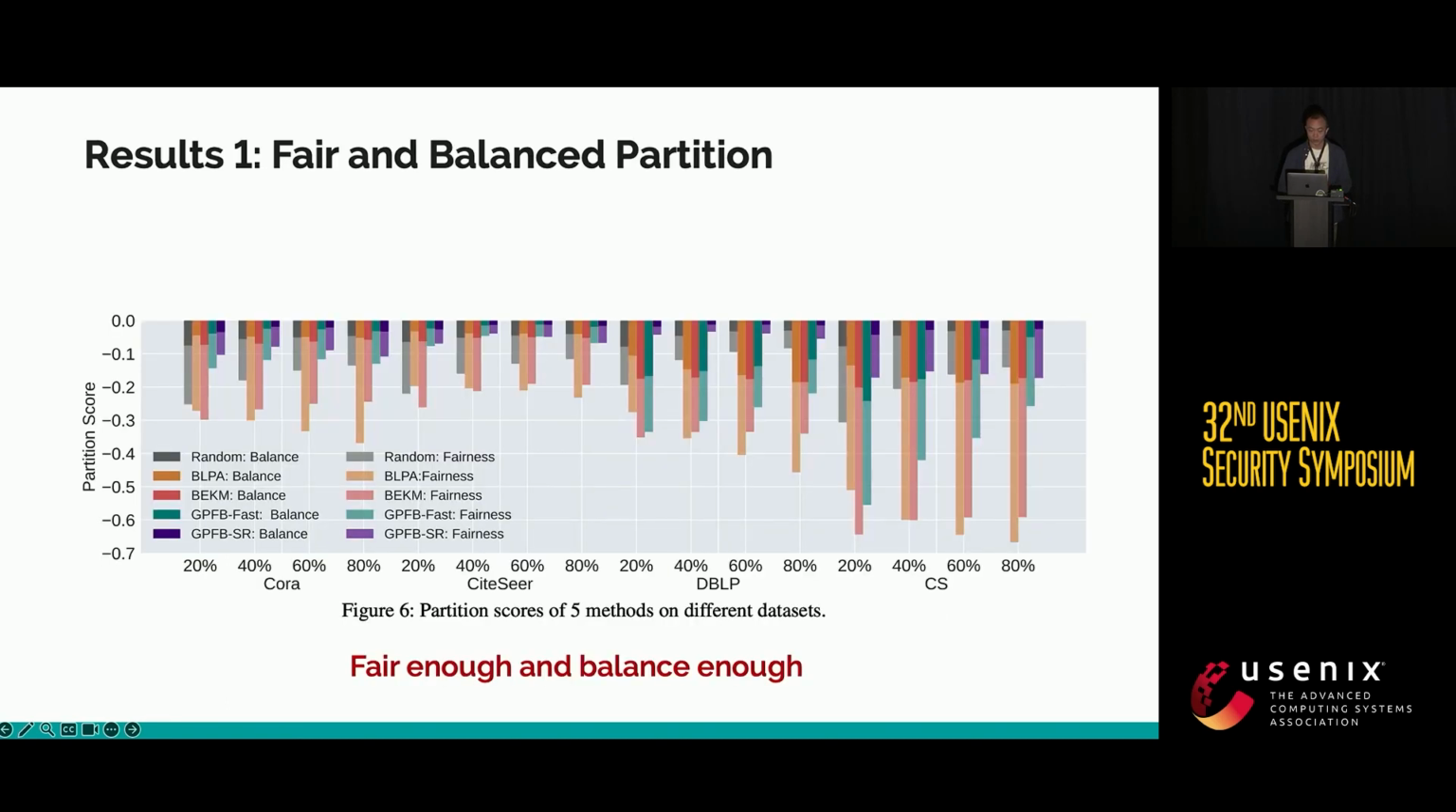To quantitatively evaluate the fairness and balance, we define a fairness score and a balance score to see if the graph partition is good enough. The results show that our algorithm is superior to baselines with 3 times the balance and fairness score. This helps the sub-GNN models learn a fair representation or make a fair decision aligned with the statistics of the whole graph before the partition.